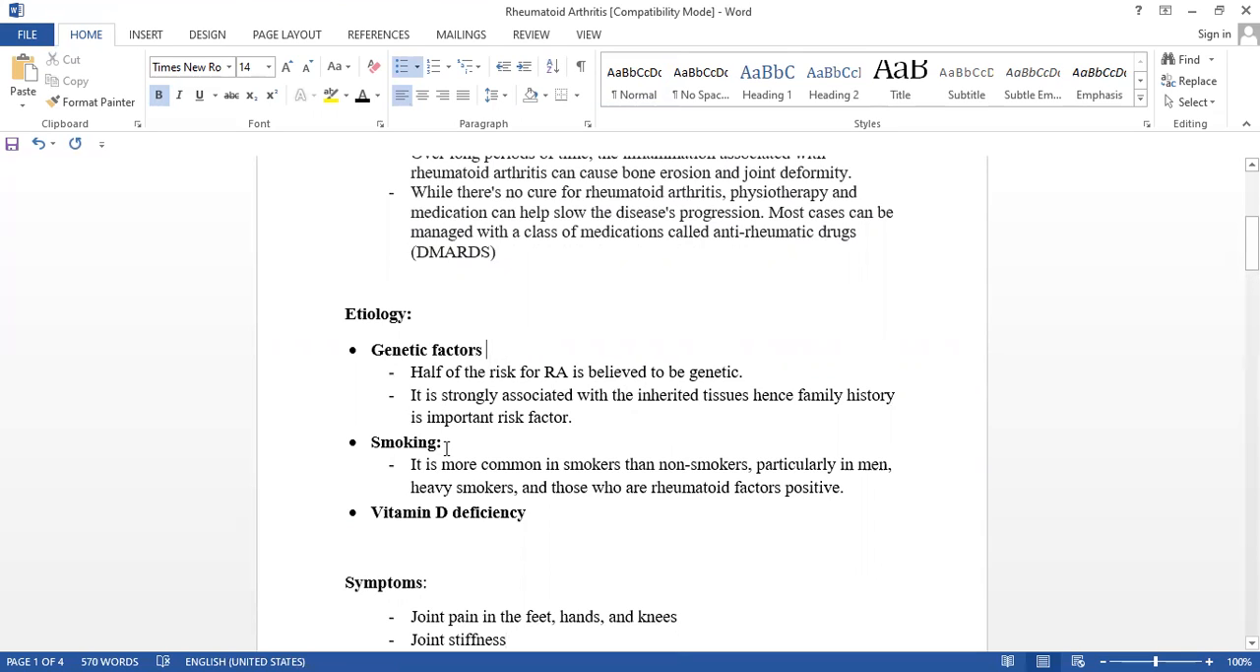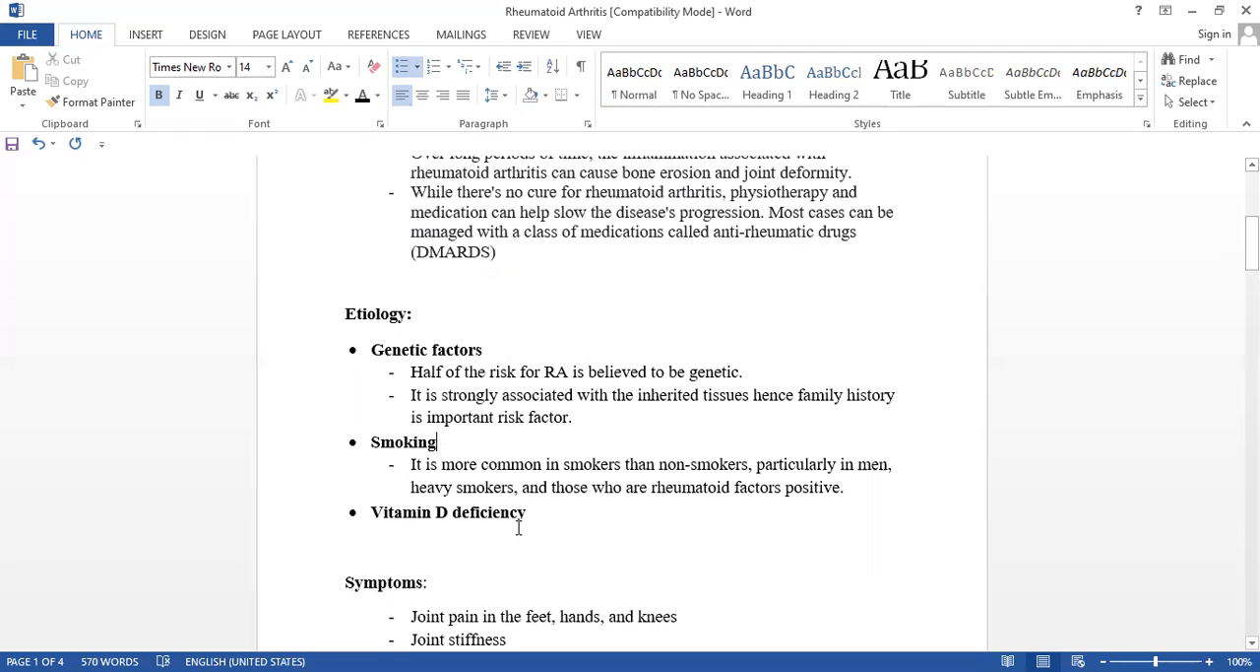Smoking, who smokes more? That's why the risk is mainly to the heavy smokers, and also to men more than women. So smoking is more common in smokers than non-smokers, particularly in men, heavy smokers, and those who are rheumatoid factor positive.